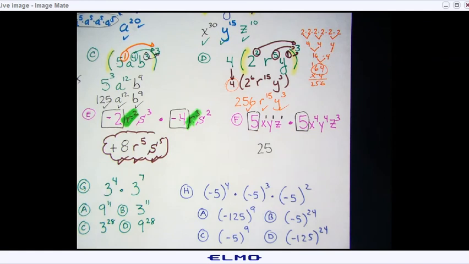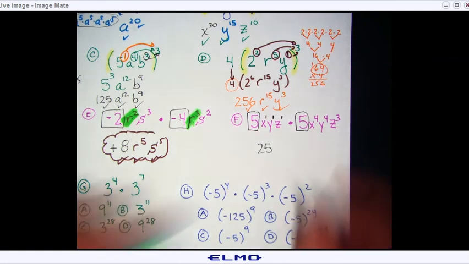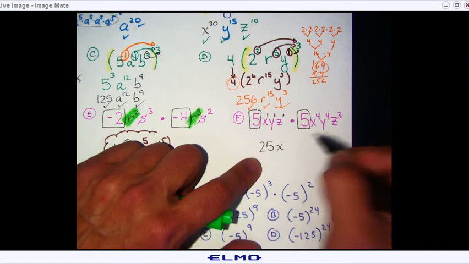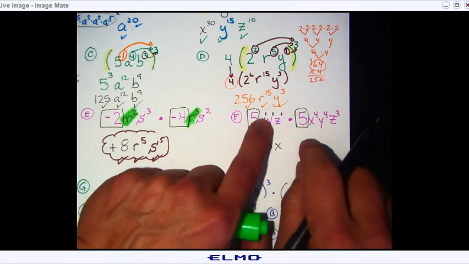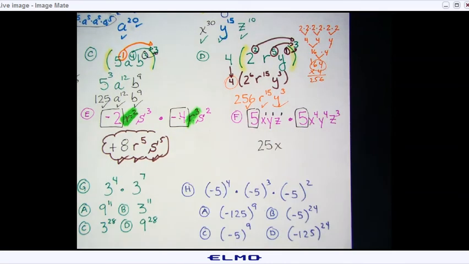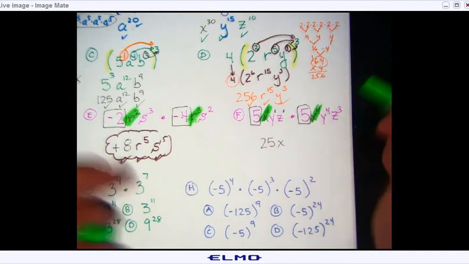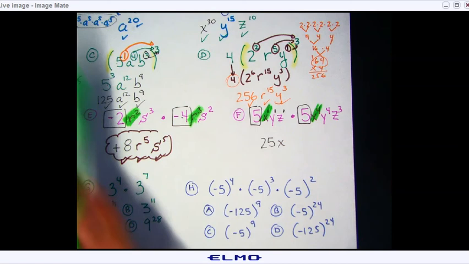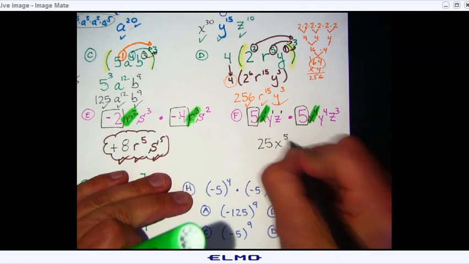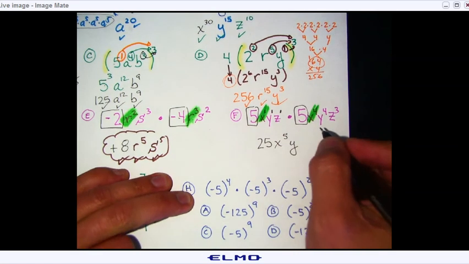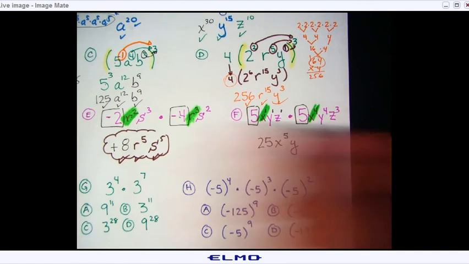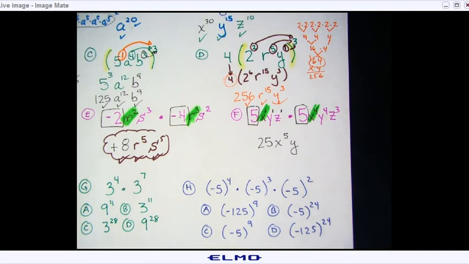Now, Eric Vielmas, how many x's do I have? X to what power? I got 1, and then I got 4. So, if you want to highlight it, that's fine. I got x to the power of 5. How about y's? Lorena, how about y's? How many y's do I have?